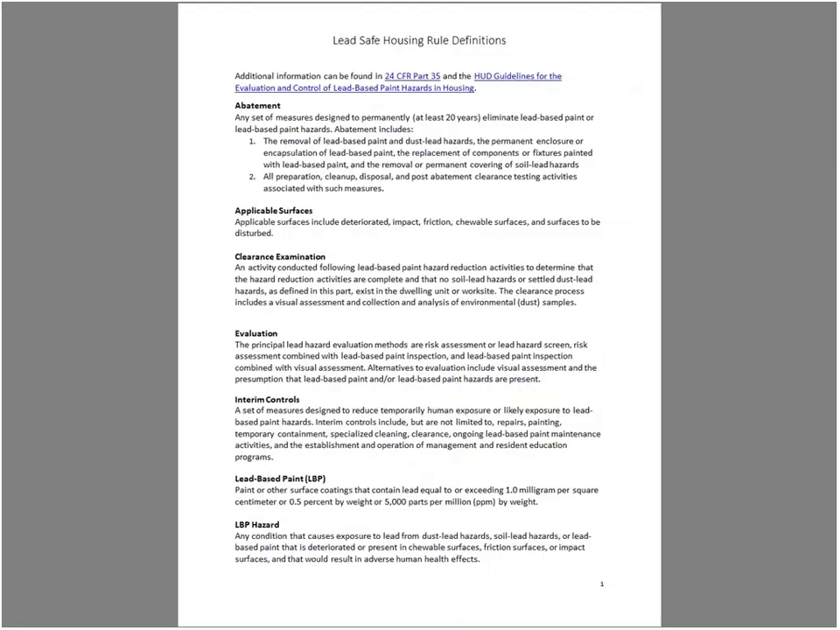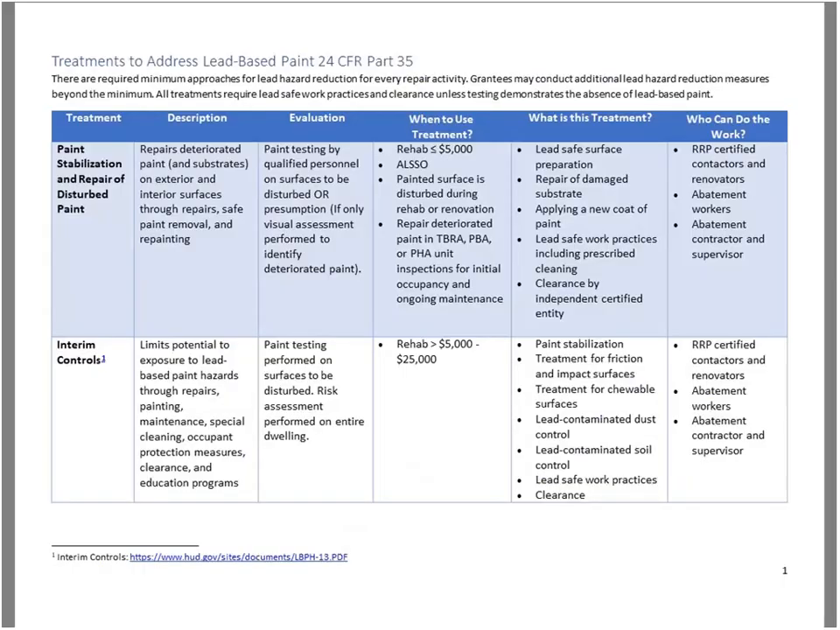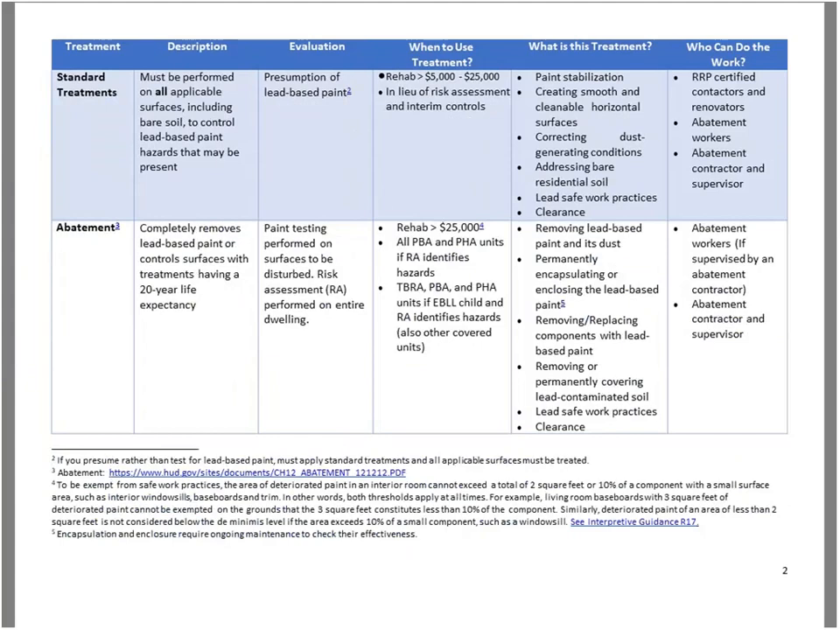We also have a definition handout. If you're fairly new to the lead world, this might be really helpful to you. It has some basic definitions identified. We have a treatments handout. Today for Subpart K, we're talking about paint stabilization. But if you were working in Subpart J, you might be looking at interim controls or abatement.